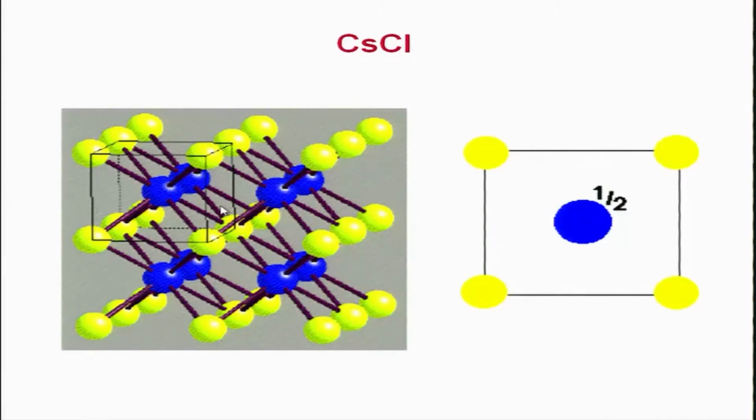Okay. So, now we will move on to another category of materials which are ceramics, basically ionically bonded ceramics, which are non-cubic compounds.